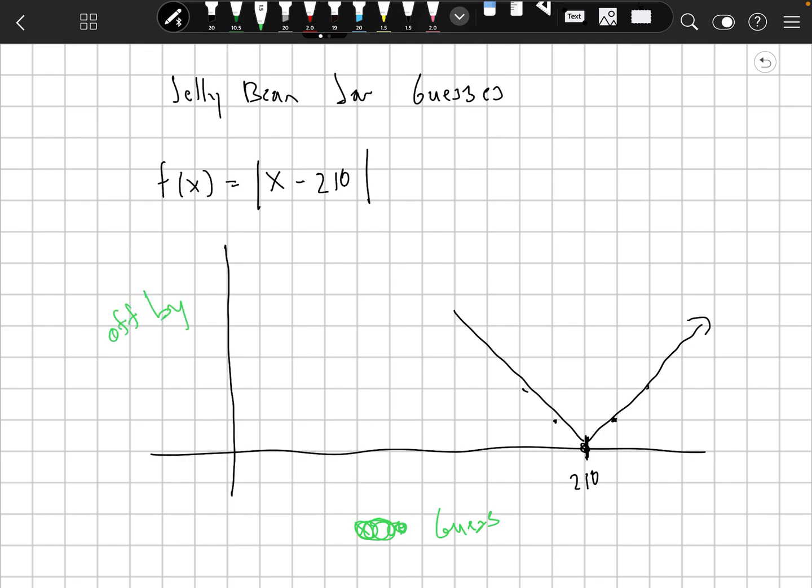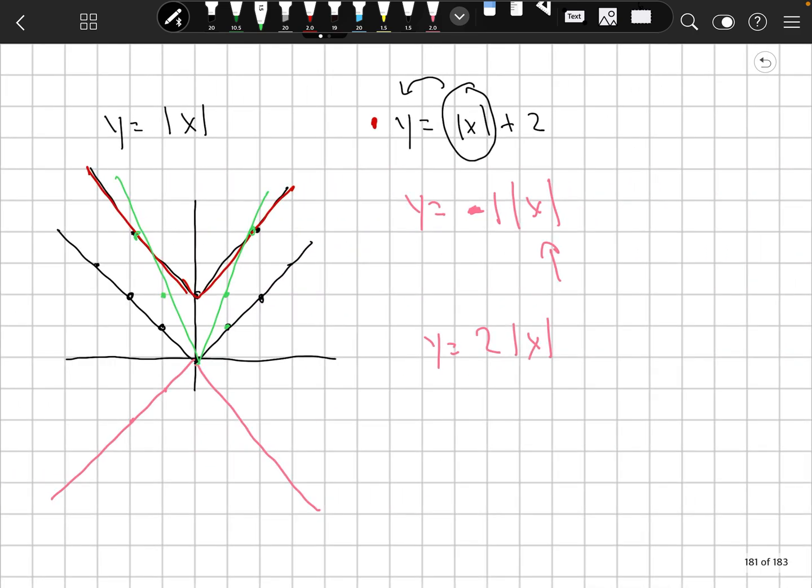So if you guessed 210, plug in 210 there, you're off by 0. If you guessed 211, you're off by 1. If you guessed 209, you're off by 1 as well. So x minus 210, we're going to the right 210, like that, and that's my graph for that particular function there.